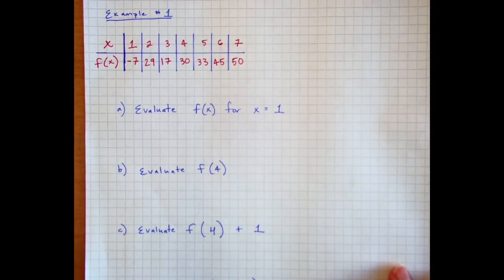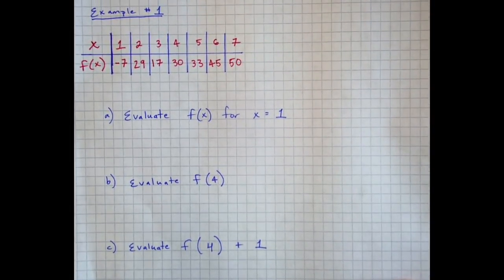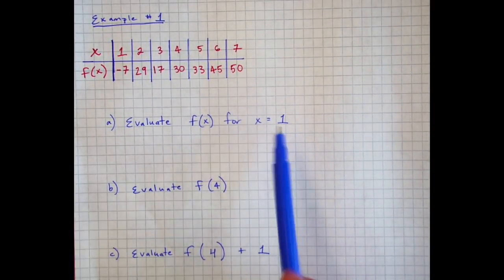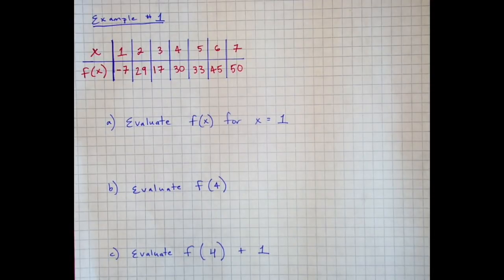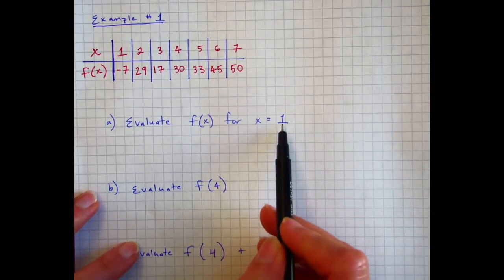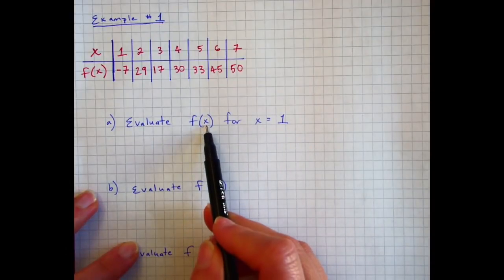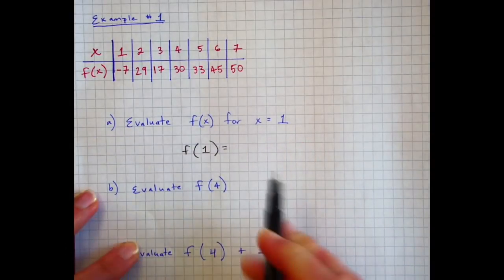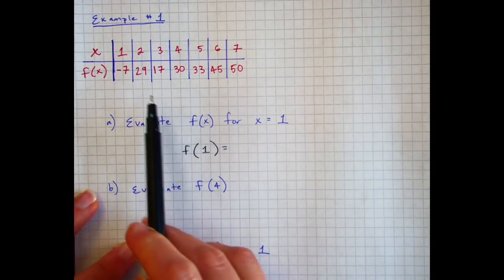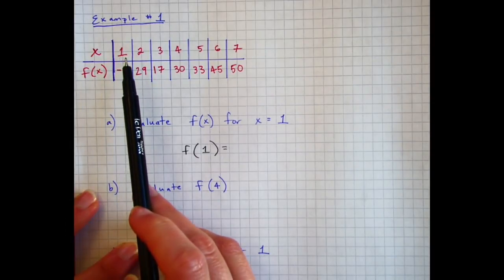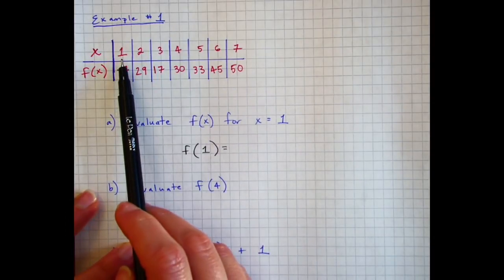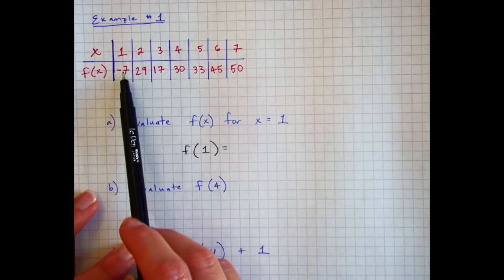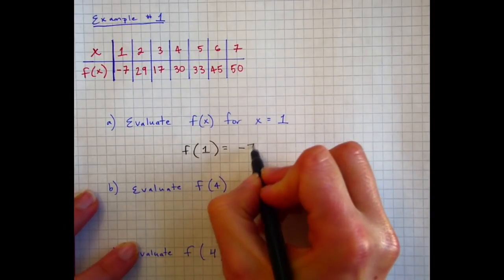Okay. So example 1, we have this table and we're asked to evaluate f of x for x equal to 1. This is actually something we've been doing since the beginning of the year. So we have an x value equal to 1. I'm going to plug it into my function notation, f of 1. And then in my table, I'm going to go up here and search for the x value of 1. And I'm going to see what f of x, or what output value, corresponds to the 1, and we can see it's -7.